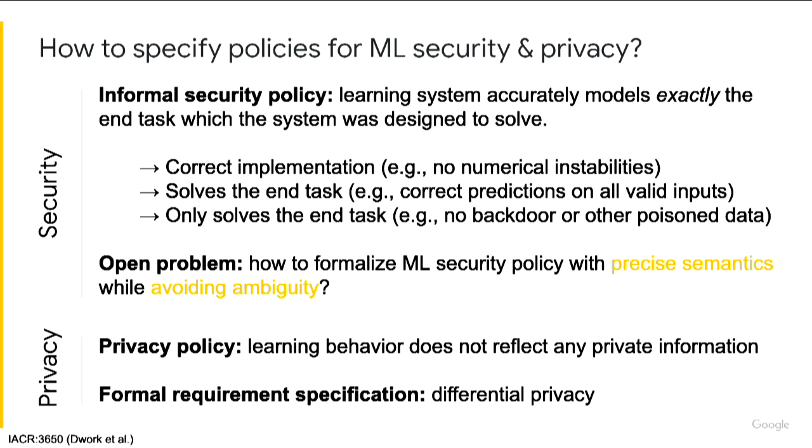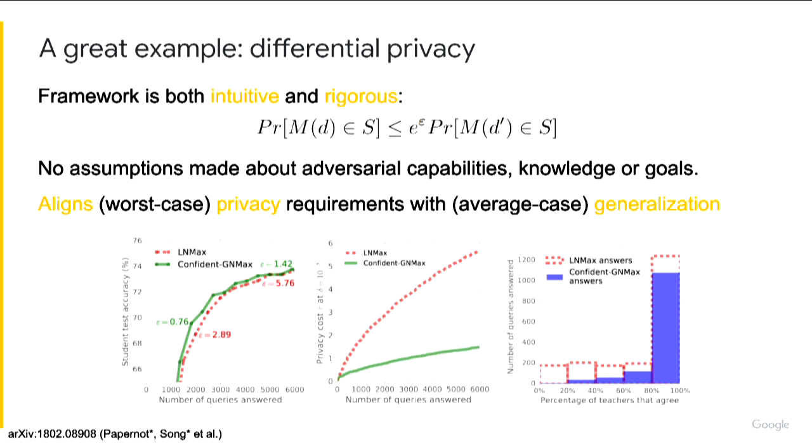The good news is that we have instances where we have successfully defined this policy. In the case of privacy, we have the intuitive notion of privacy that we'd like: we don't want the model to reflect any of the sensitive information that it's analyzing. And we also have the formal specification that corresponds to that, which is basically differential privacy. Again, that's why I'm pushing differential privacy as a great example and an inspiration of what we should be doing in security as well.